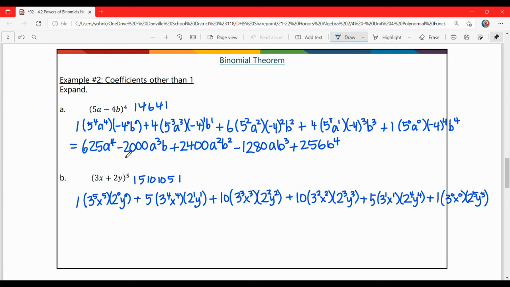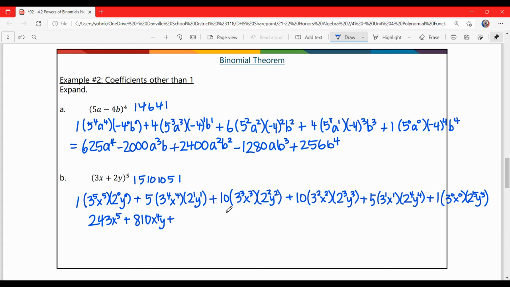So then we simplify. This is 1. This quantity is 1. So we have 3 to the 5th, which is 243 x to the 5th. Plus, I have 5 times 3 to the 4th times 2 to the 1st. That's 810. And then x to the 4th, y to the 1st.